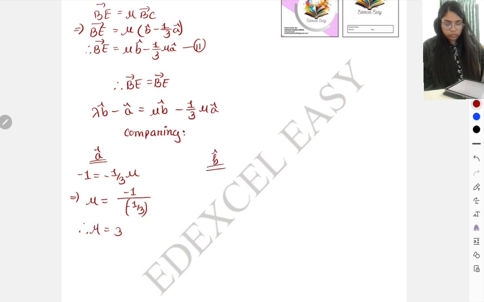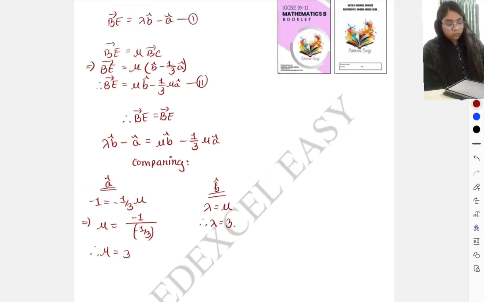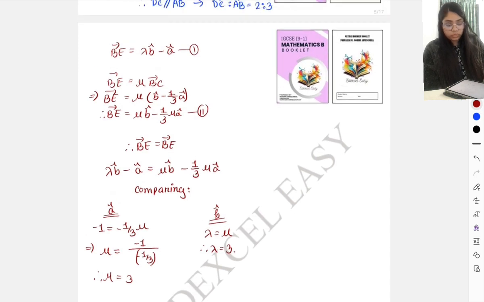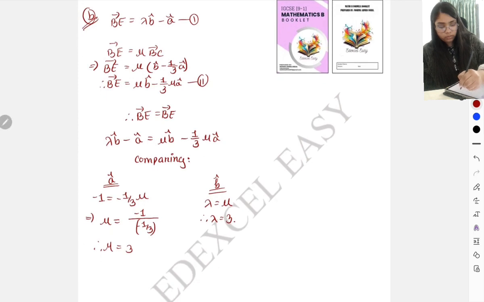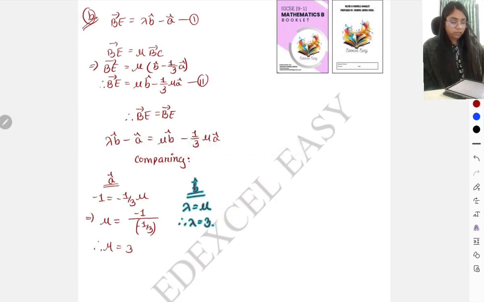And again, if I compare the coefficients of B, they only have lambda and mu. So you get lambda equals mu. We already have the value of mu, that is 3. So you get the value of lambda also as 3, right? In part B, they were only interested in calculating the value of lambda, and that's what we did. So there's nothing else to work on for this part. That was the end of part B, and we calculated the value for lambda, which is 3.